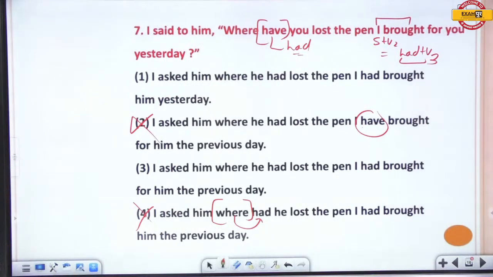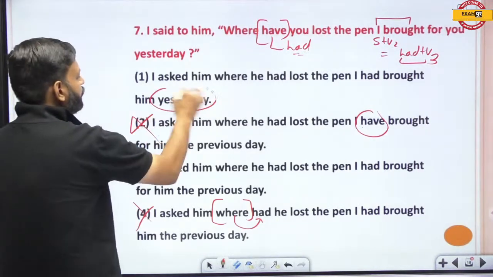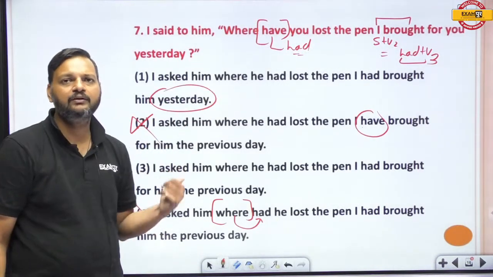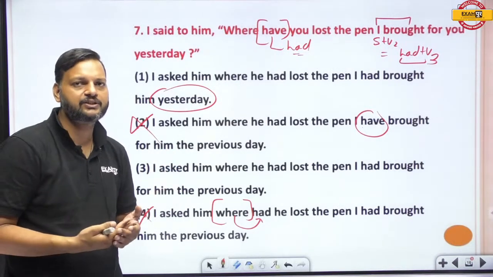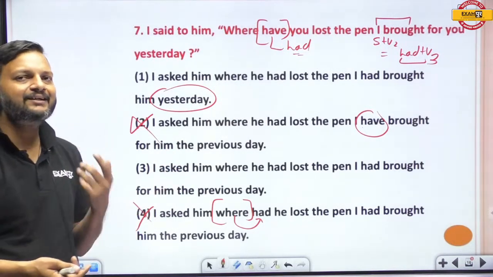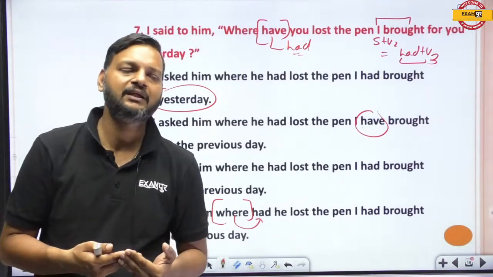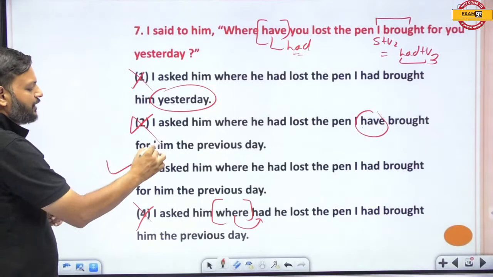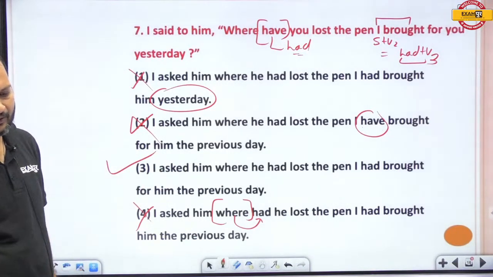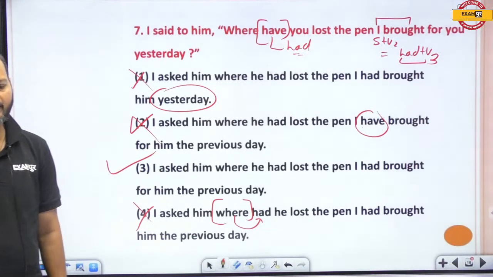I asked him where he had lost the pen I had brought him yesterday. So yesterday must be changed into the previous day. I told you in the adverb part that some words do change in indirect sentence, and yesterday must be changed into the previous day. So here yesterday has not been changed, so this also cannot be the answer. So the answer is 3. Right?